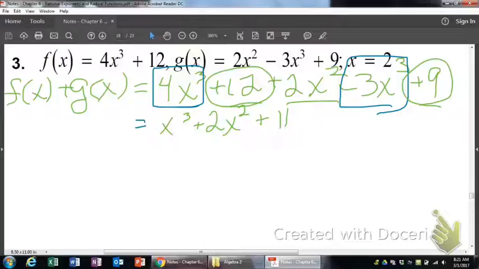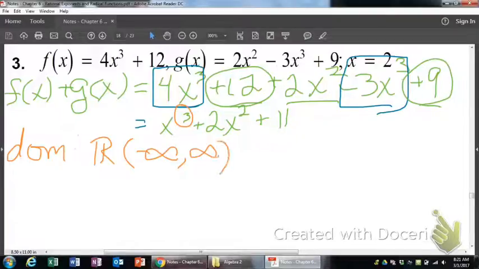So next thing I'm going to do is go ahead and find the domain. So now I have a cubic function right there. Our degree is 3. And whenever you're finding the domain of a cubic function, it's still all real numbers. It's negative to positive infinity as your x values. All real numbers is the same as saying negative to positive infinity, just so we're all on the same page.